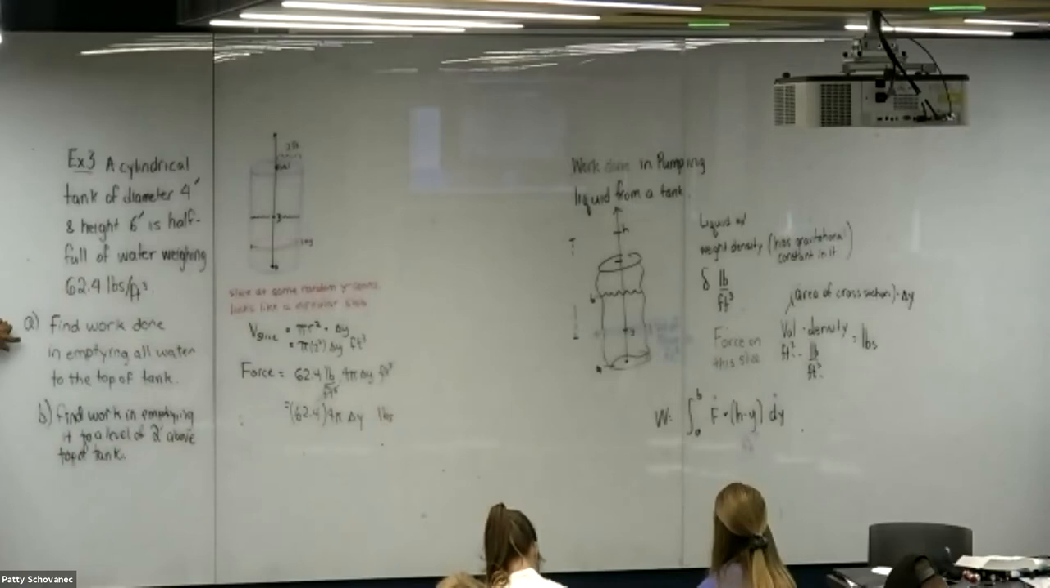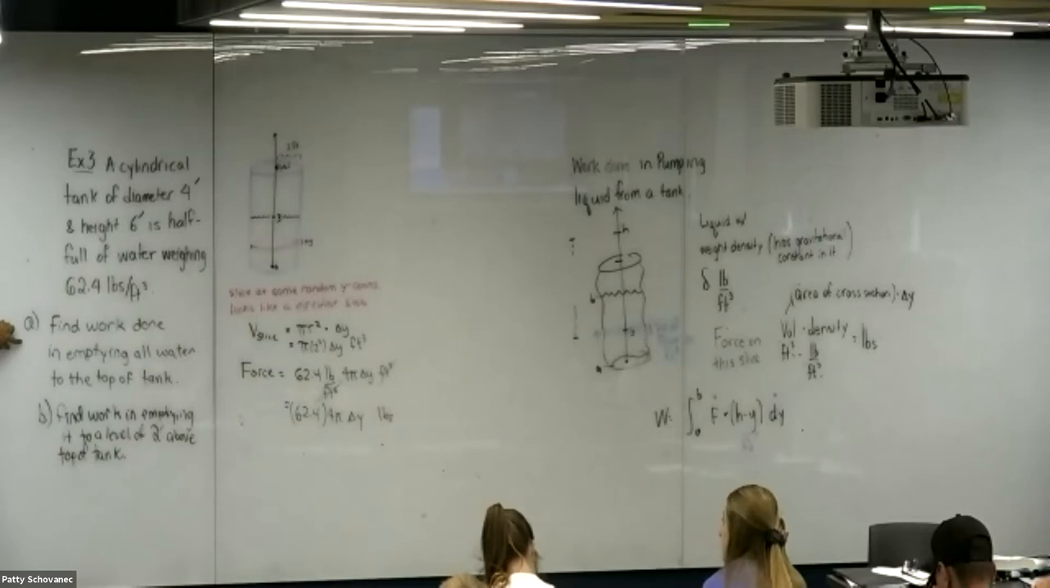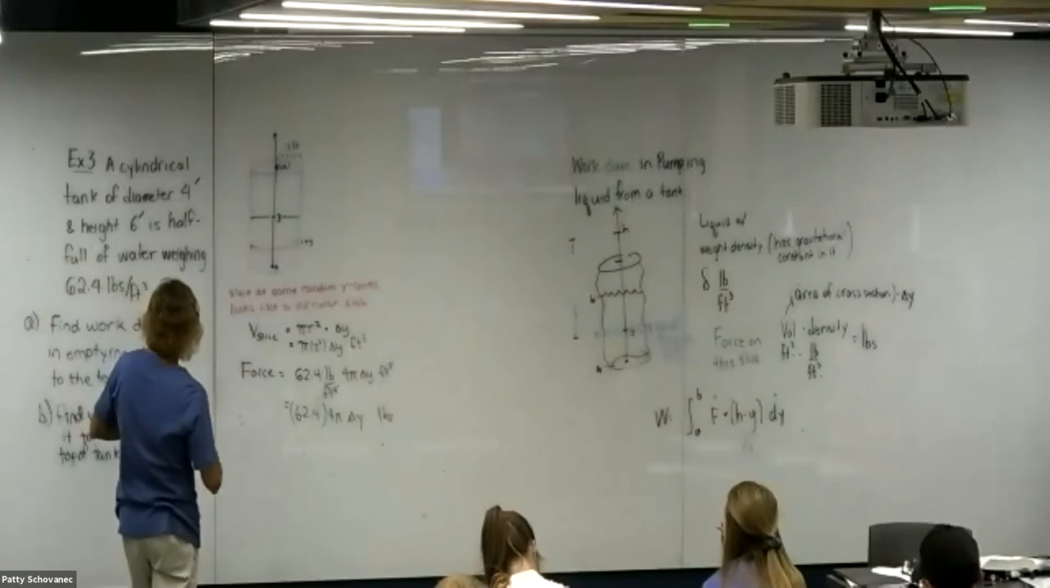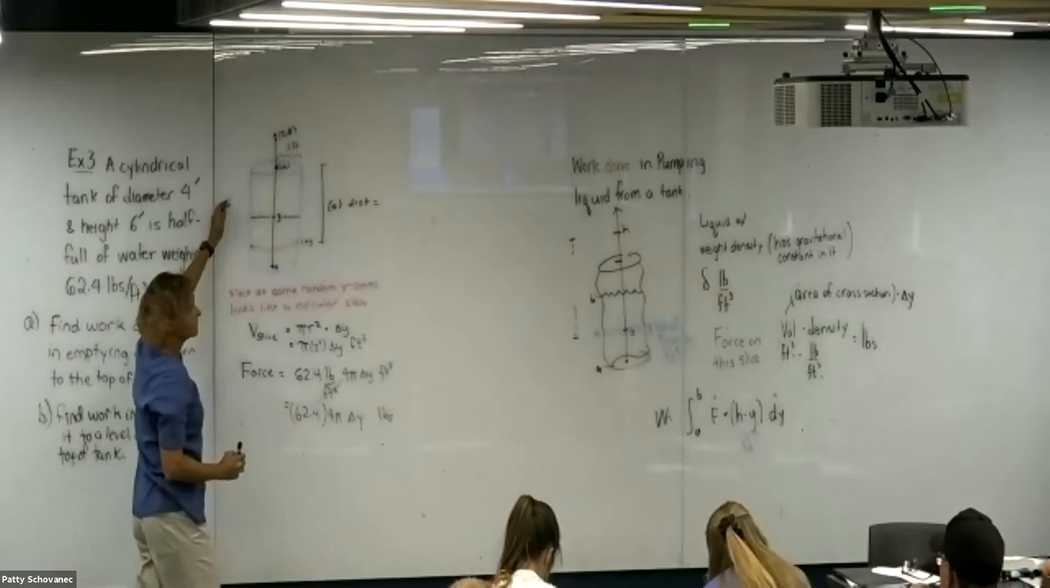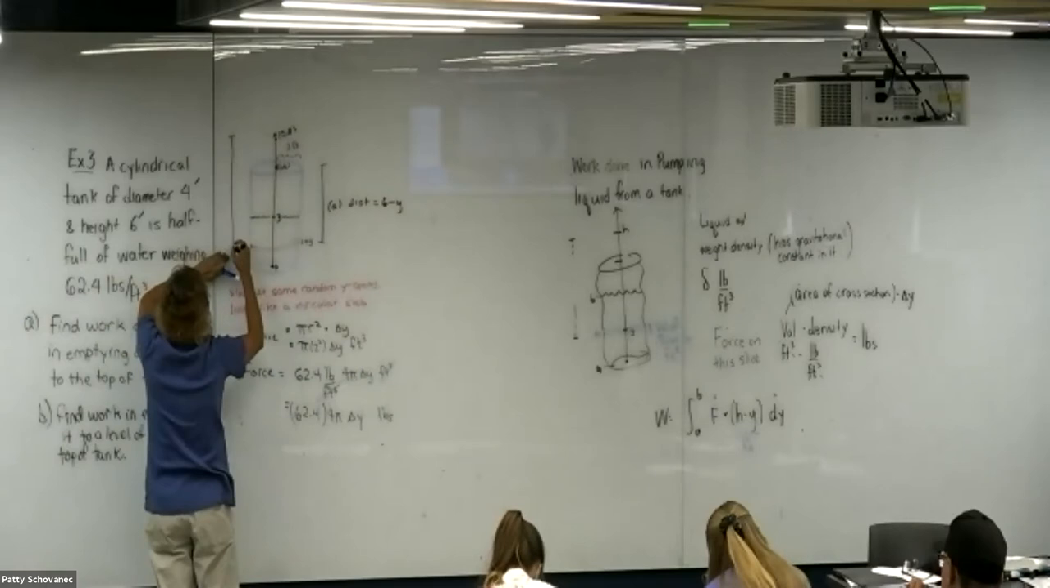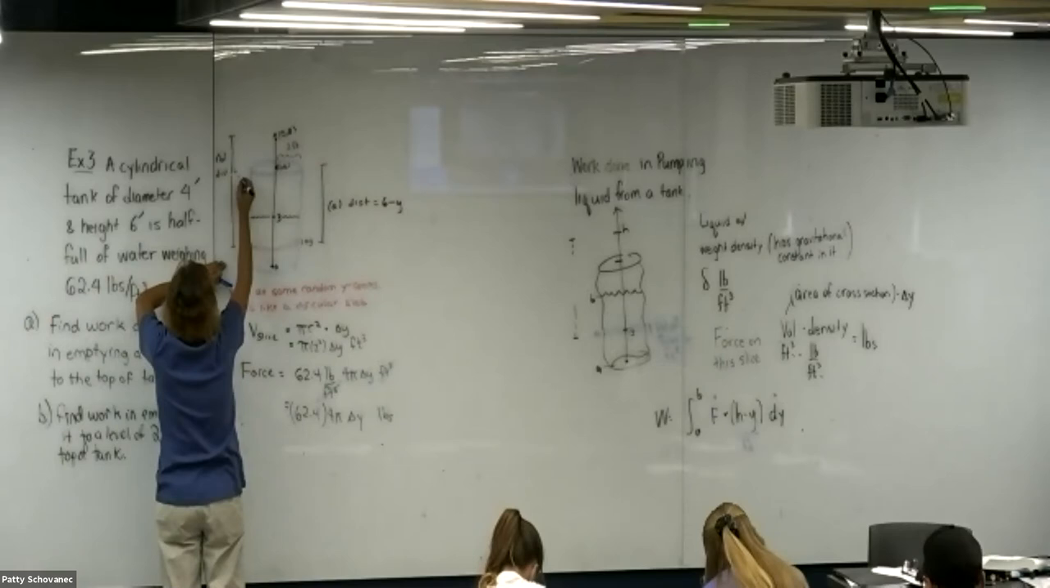In part A, the distance will be moving that slice from that random y coordinate to the top of the tank. And in part B, the distance will be from moving that random slice from that random y coordinate to 2 feet above the top of the tank. So if this is 0, 6, here's the ordered pair 0, 8. In part A, what's the distance? 6 minus y. And in part B, the only thing that changes is our distance is equal to 8 minus y.